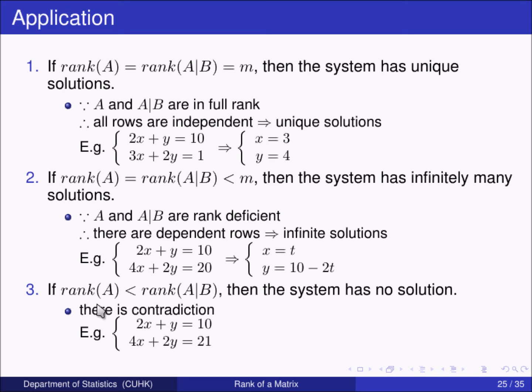If the rank of A is smaller than the rank of [A|b], it means there are contradictions, like this example, when we divide row 2 by 2, we get 2x + y = 10.5, contradicting the first row. We will have no solution then.